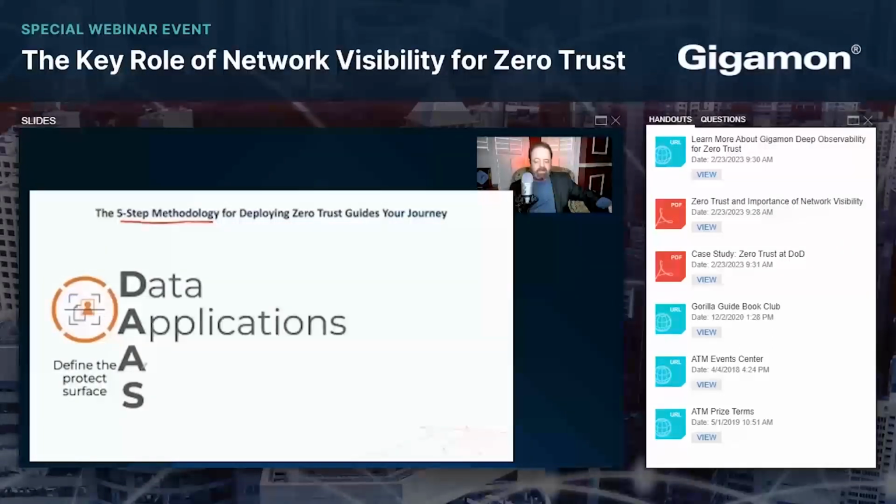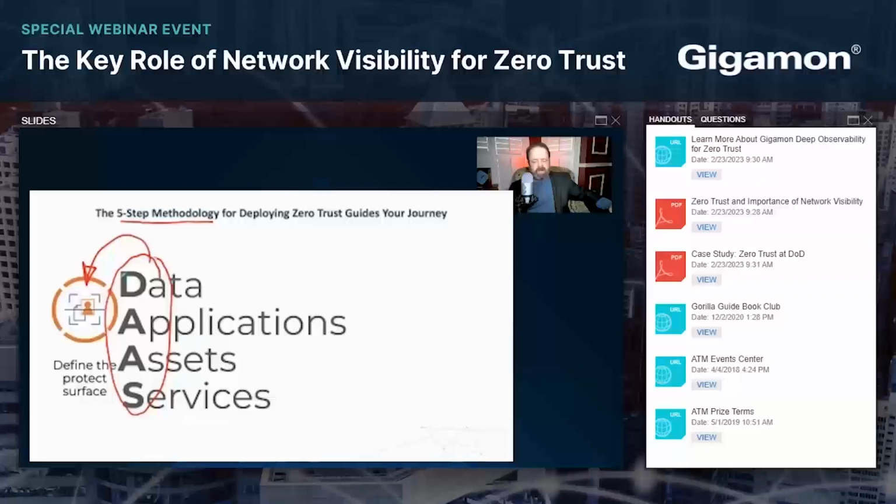This is to easily help you remember what goes into a protect surface, right? So we talk about data that is sensitive, applications that are sensitive, assets that are sensitive, or services that are sensitive. So we put a single DAS element into a single protect surface, and we build out our zero trust environment one protect surface at a time. You see, cybersecurity is a very complex problem, but we can solve complexity by taking this massive single complex problem and breaking it up into a lot of simpler problems called protect surfaces.